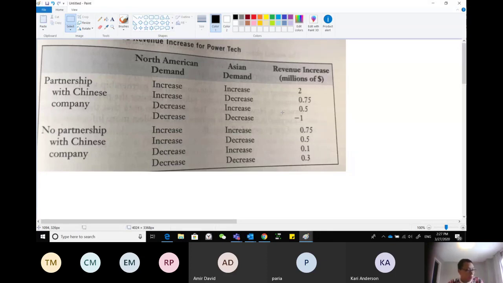Question number 2 is an example where we have a company that needs to make a decision whether to do a partnership with a Chinese company or not. So let's say we have a North American company.